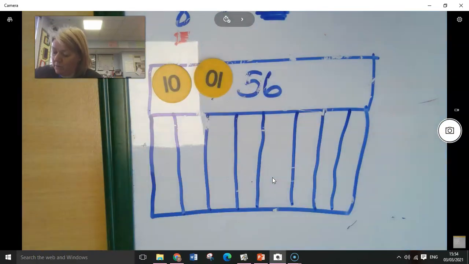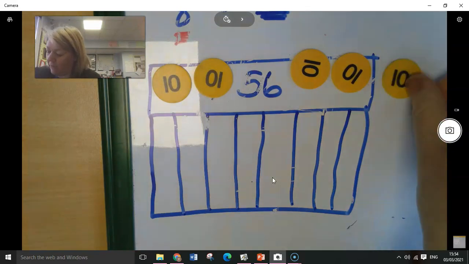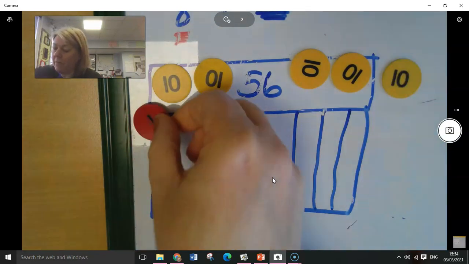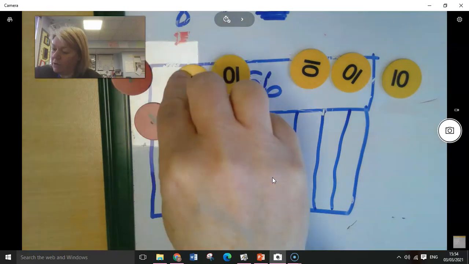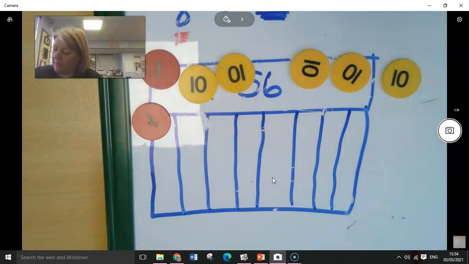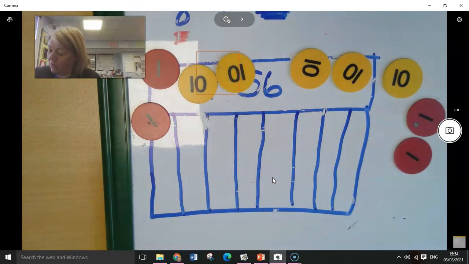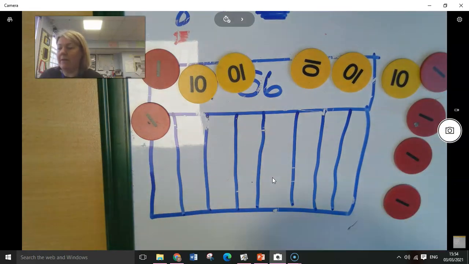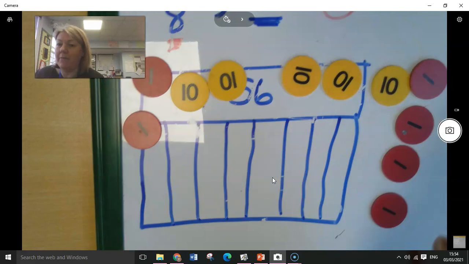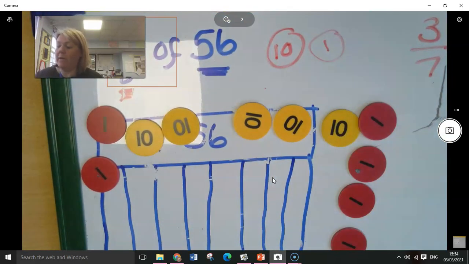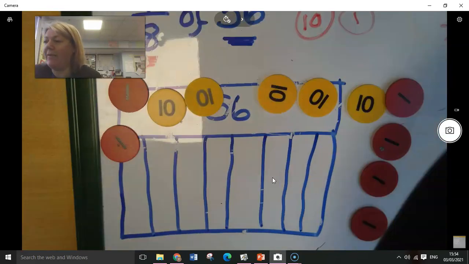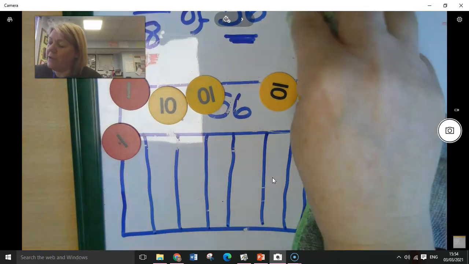10, 20, 30, 40, 50. 1, 2, 3, 4, 5, 6. Again, if you haven't got them, you can make them, or you can draw them. 10, and 1. There's no excuses if you haven't got the equipment. You know how to draw them. We do it all the time in school.